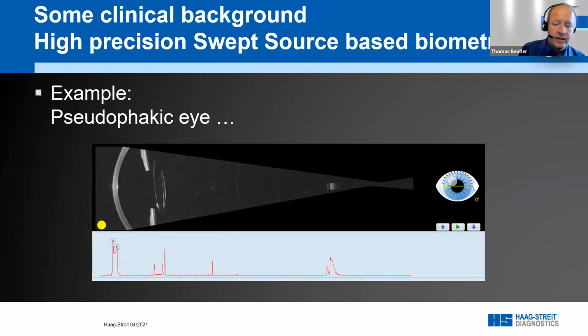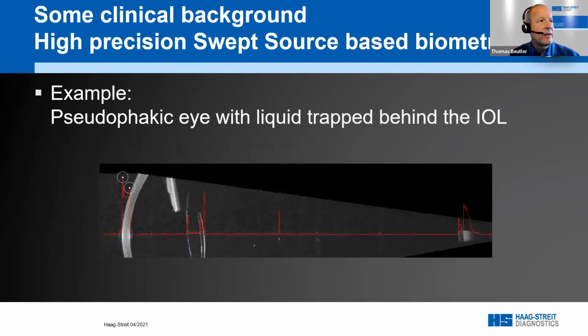And if we have now the combination of the A and B scan, we see how these are aligned and how these also are combined well. So we see cornea, we see the IOL, we see the posterior capsular bag, which is a little bit lifted, and we see the retina.